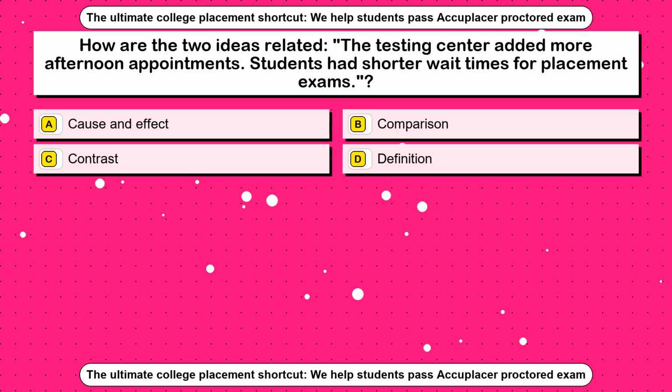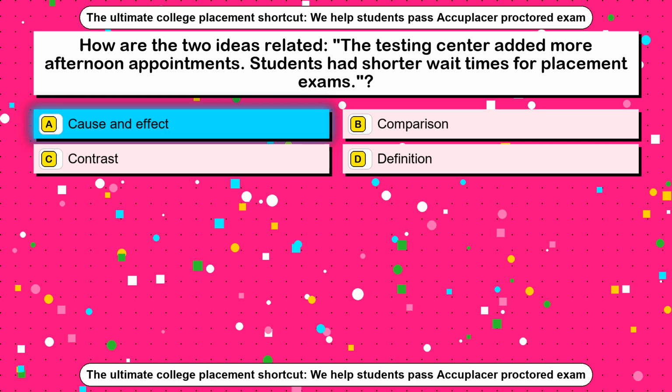Question 89. How are the two ideas related? The testing center added more afternoon appointments. Students had shorter wait times for placement exams. Option A, cause and effect. Option B, comparison. Option C, contrast. Option D, definition. The correct answer is option A, cause and effect.